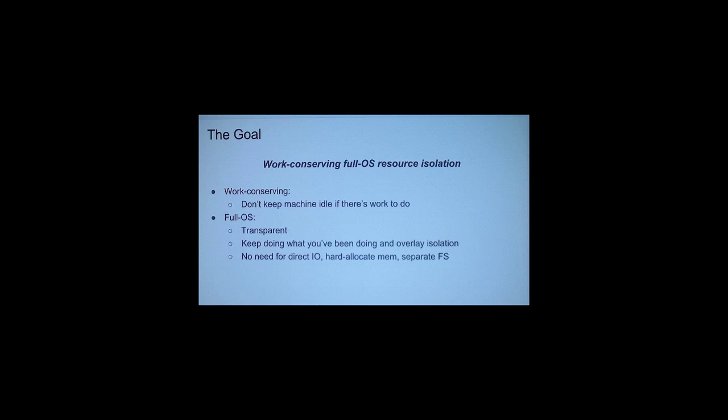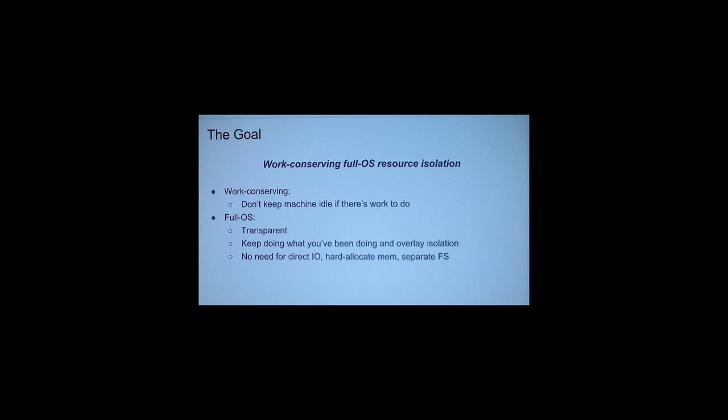We're conserving full OS resource isolation. To unpack that a bit, conserving means that we don't want to pay, right? We want to have resource isolation, but we don't want to pay overhead nominally. If we go into our production tiers and say, yeah, we can protect your workload, but you gotta pay 10% of your machines, nobody's gonna buy that. So we want to keep performance the same. It's gotta be mostly free.